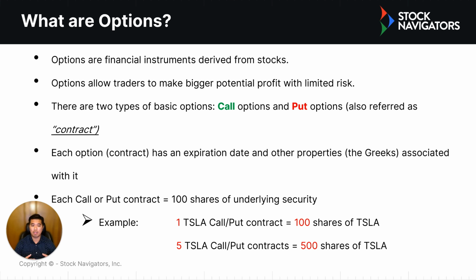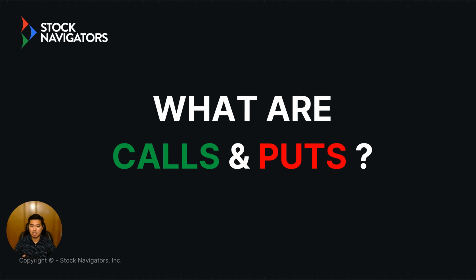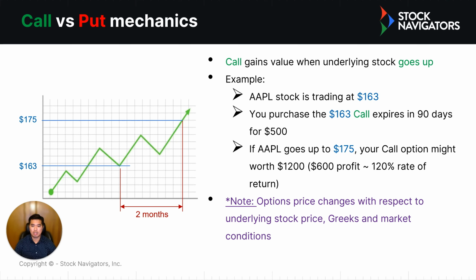For example, if you talk about trading one Tesla contract, either a call or put contract, that means that one contract equals 100 shares of Tesla. Or if you trade 5 Tesla contracts, that means you have the right to buy 500 shares of Tesla. So what is the difference between calls and puts? I will explain the mechanics, the difference between them.